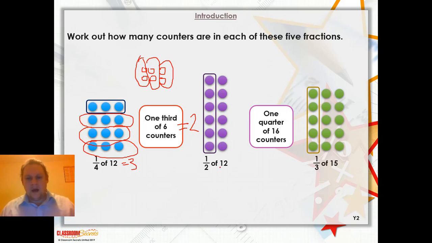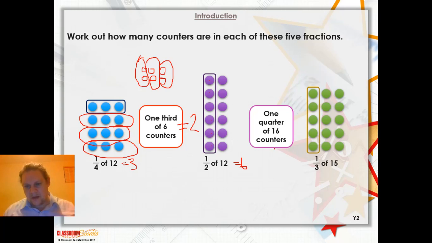Half of 12. We've got 12 counters here. We've got half of them circled. How many there? 1, 2, 3, 4, 5, 6. It's going to equal 6.